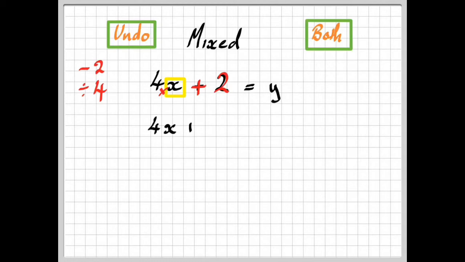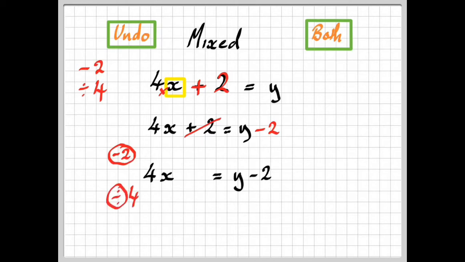Okay, here we go. So 4x plus 2 equals y. First thing I do, you think I've speeded things up here, because we know what we're doing, is I'm going to subtract 2. I subtract 2 from the left hand side, it just cancels it out. And I subtract 2 from the right hand side. Have a little tidy up. I'm left with 4x equals y minus 2.